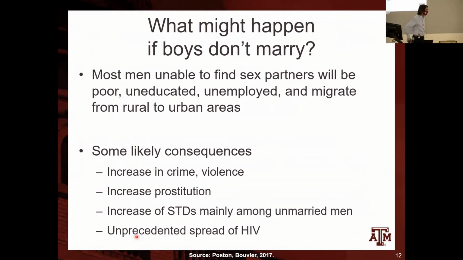And then in the textbook, there is some speculation of what could be the effects of this really unbalanced sex ratio at birth in China for the next decades. Most men unable to find sex partners will be poor, uneducated, unemployed, and migrate from rural to urban areas. So I mentioned that before. They tend to be poor, with lower levels of education, and most of them won't have jobs. And more than that, they might migrate from rural to urban areas.